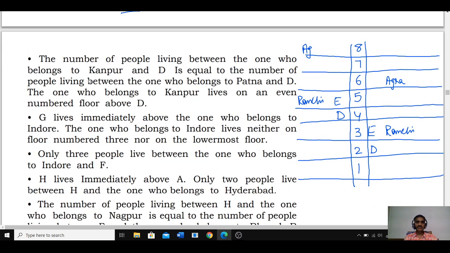Number of people living between the one who belongs to Kanpur and D equals the number of people between D and Patna. And D-Kanpur, D-Patna must be the same. Hence D must be at the center. And at the same time, the one who belongs to Kanpur lives on an even number floor above D.